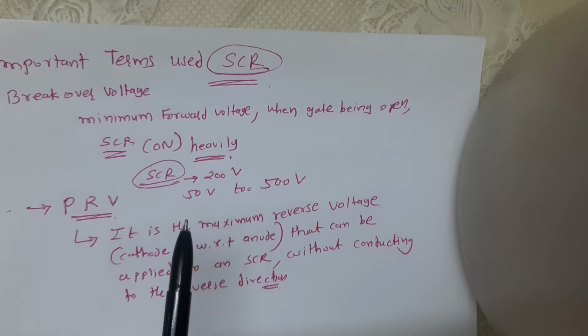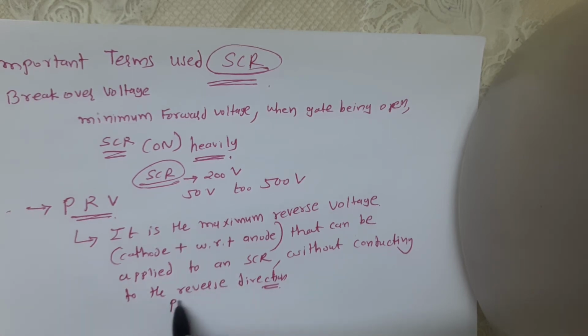Peak reverse voltage is an important consideration while connecting an SCR in an AC circuit. During the negative half of the AC supply, reverse voltage is applied across the SCR. If peak reverse voltage PRV is exceeded, there may be avalanche breakdown and the SCR will be damaged if the external circuit does not limit the current. Commercially available SCR have PRV rating up to 2.5 kilovolt.